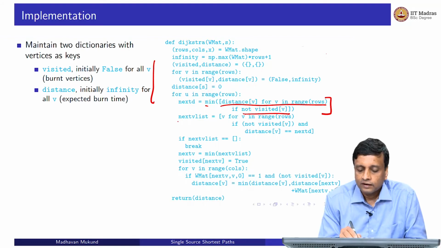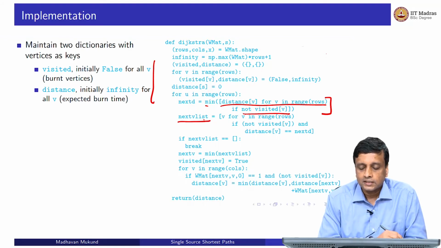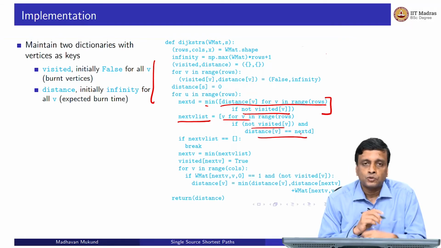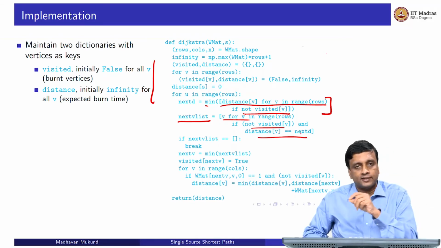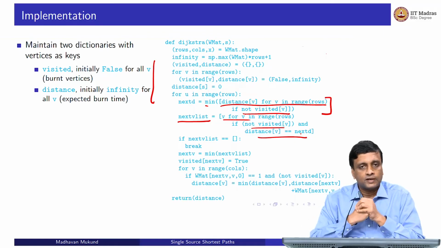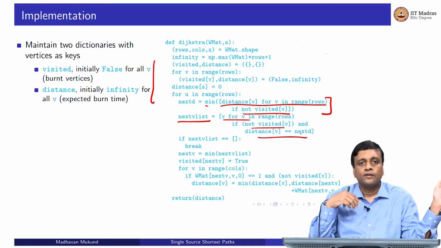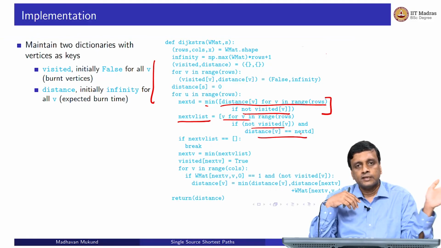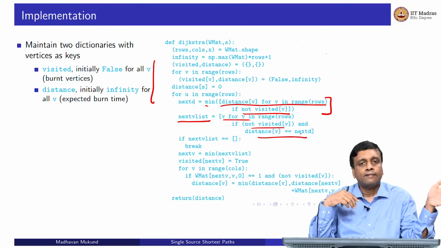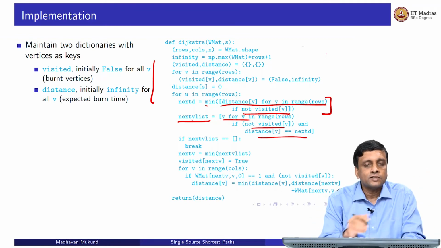I will say the next vertex list is a list of all vertices which are not visited and which have this actual distance. So, this is 2 passes on the list. You can do it in an explicit loop, but I felt that this was the fastest way to do it. So, you first scan it once to find what is the minimum distance among the unvisited vertices, then you scan it a second time to find out which are all the unvisited vertices which have that distance, and that is my next V list.